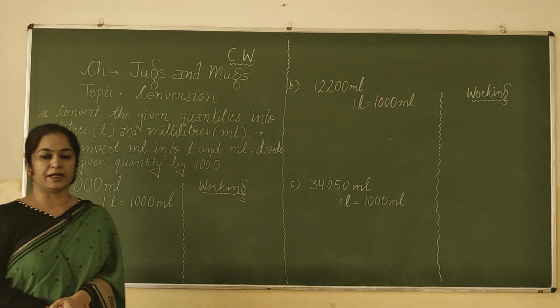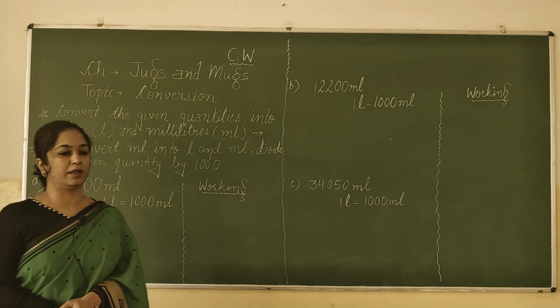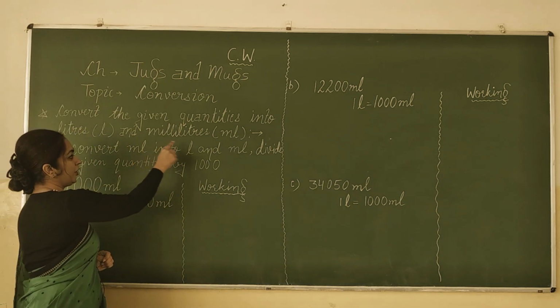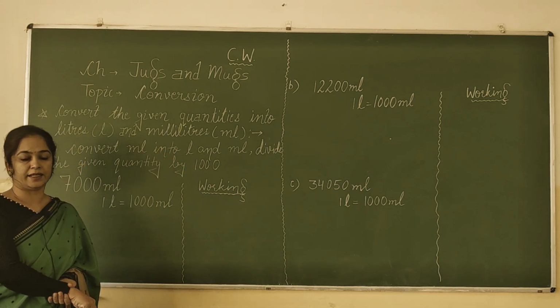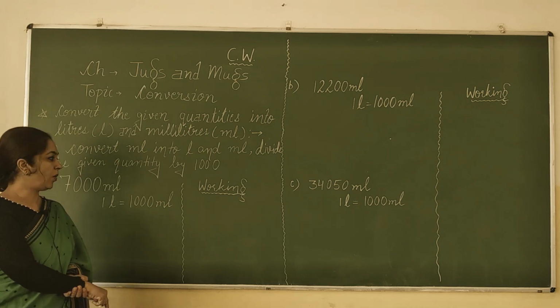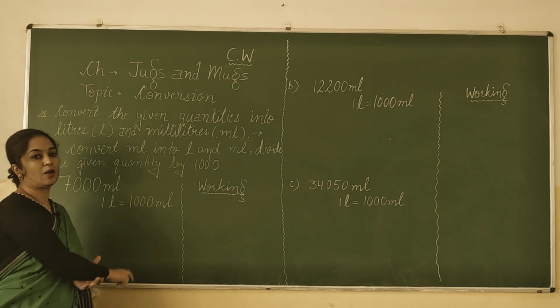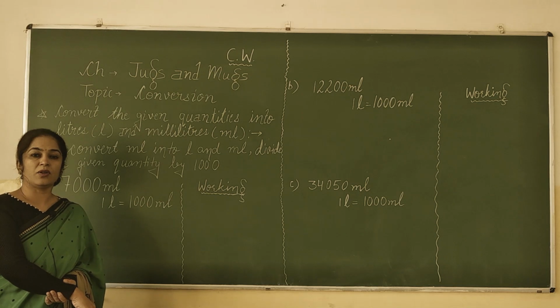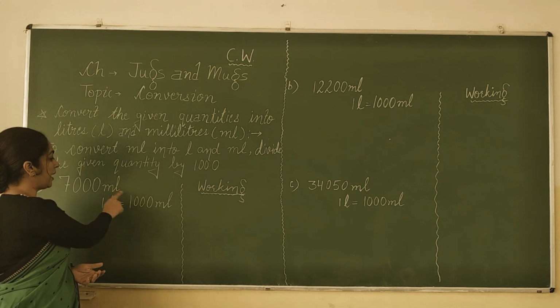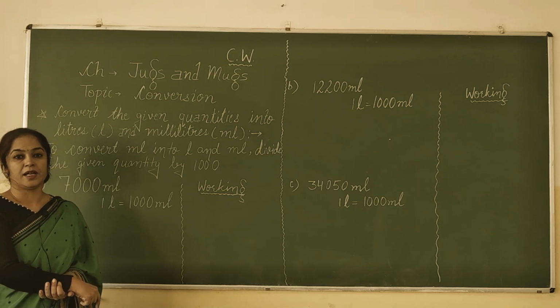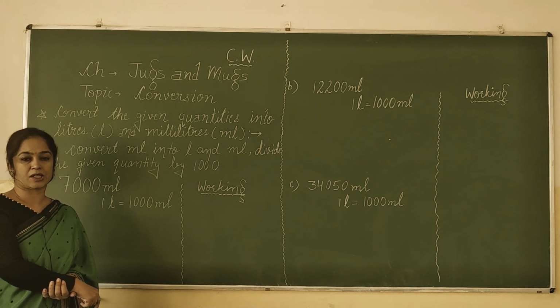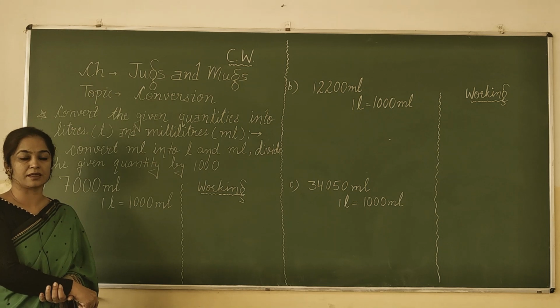As we are aware that whenever we want to convert a smaller unit into a bigger unit, we always divide. And here 1 liter is equal to 1000 milliliters. So we will divide the given quantity of milliliters by 1000. To understand this concept, let's solve some examples based on this concept.